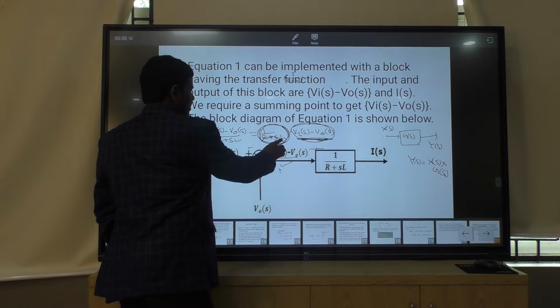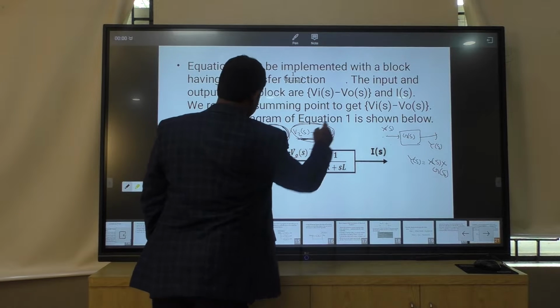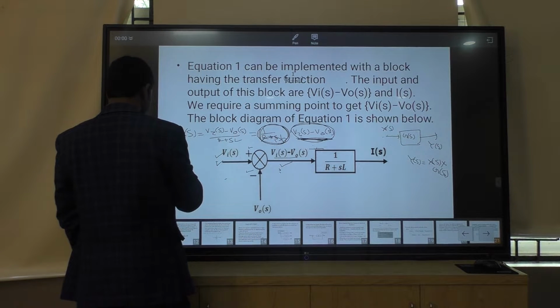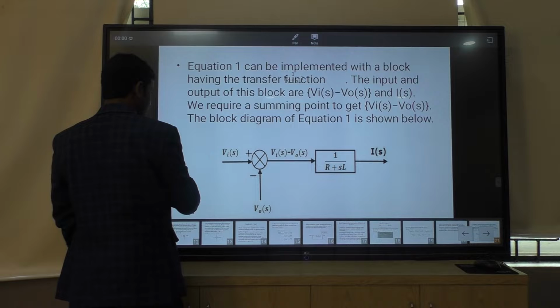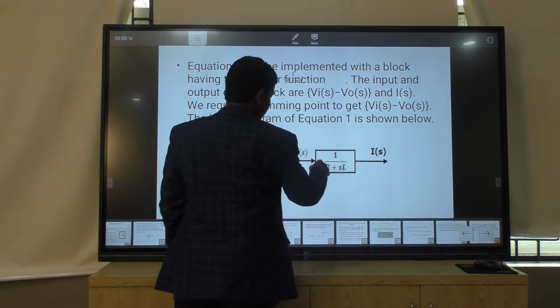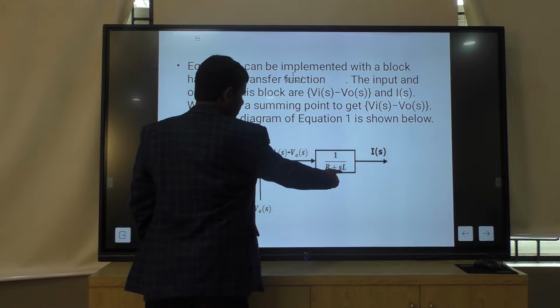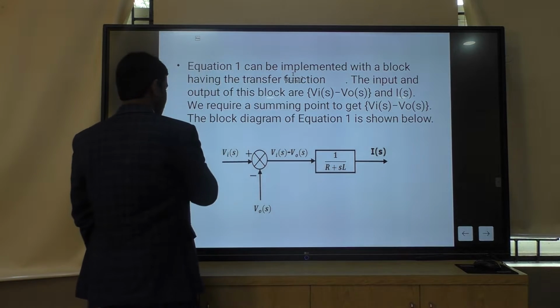This 1 by R plus SL you can represent by a block value. This is the block value here. So VIS minus V naught S is put into the block, because this signal into 1 by R plus SL is equal to IS, which is given in equation 1.